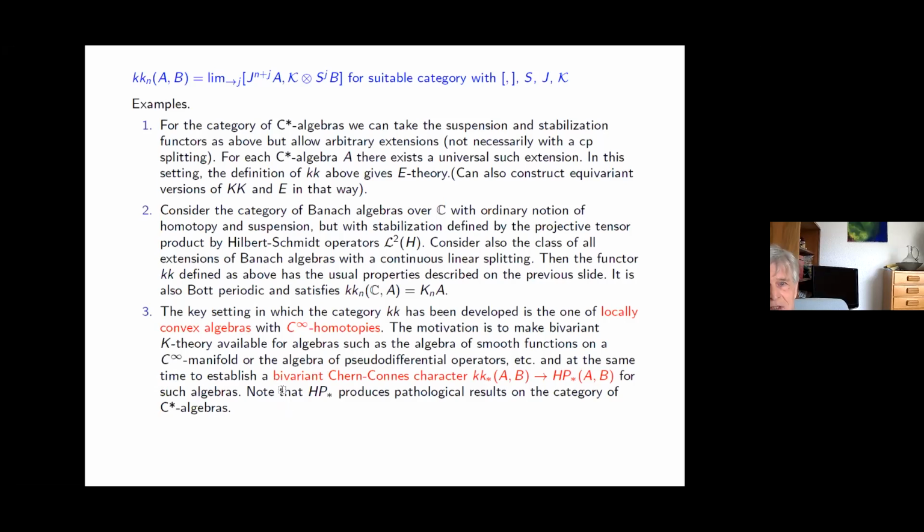But also a key motivation is that for such algebras, one can hope to construct a bivariant Chern-Connes character from the bivariant theory into the bivariant version of periodic cyclic homology. And such a bivariant Chern-Connes character cannot exist for C-star algebras, because it's well known that periodic cyclic homology for C-star algebras gives you nonsensical results, so that it wouldn't make sense for C-star algebras. But for locally convex algebras with C-infinity homotopies, HP-star is invariant under C-infinity homotopies, but not under continuous homotopies. So that's the point why you cannot hope for a bivariant Chern-Connes character on the category of C-star algebras to periodic cyclic homology, but it will work for locally convex algebras with C-infinity homotopies. Okay, so that was the motivation.